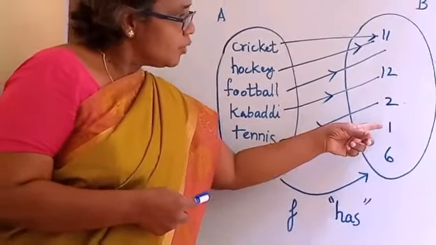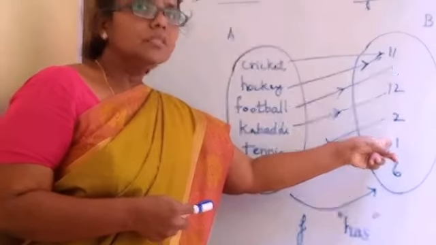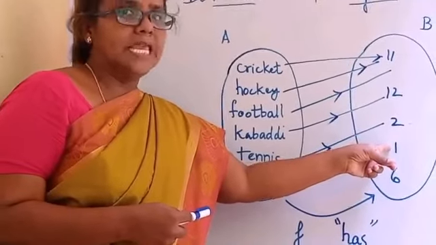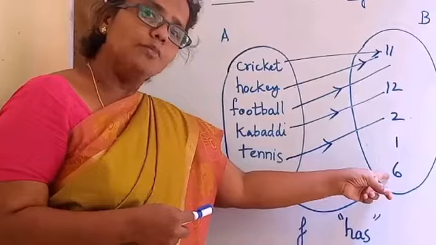I would like to clarify what the numerals 1 and 6 represent. 1 represents the member present in the chess game, and 6 represents the number of members present in a team in a volleyball game. Okay.